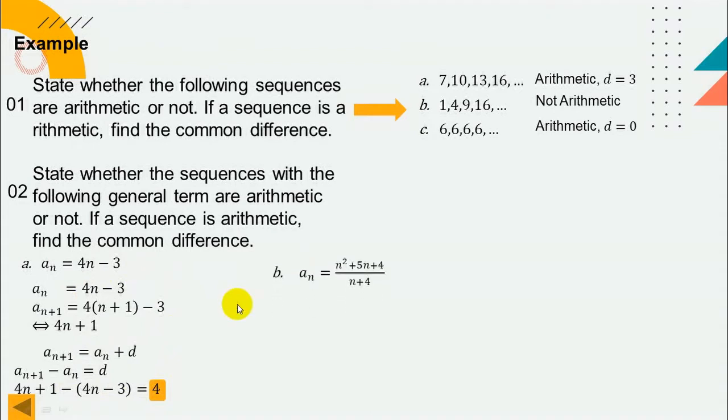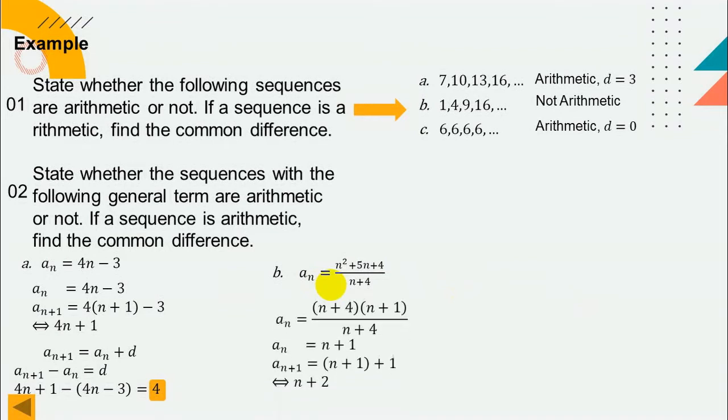And then the number B, we have Un equals n squared plus 5n plus 4 over n plus 4. From here, you can see that the numerator, if it can be factorized, you can factorize it first.